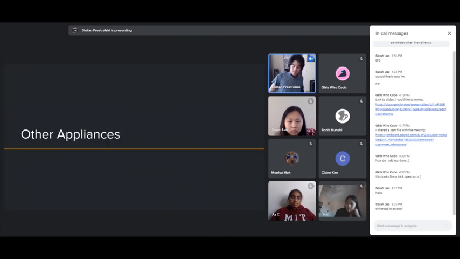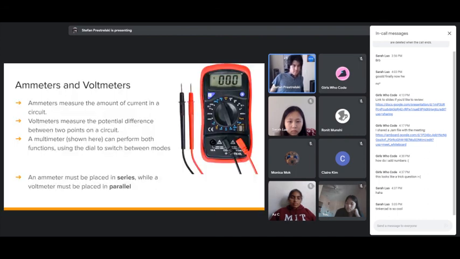And then something I just want to cover real quick is, I mentioned ammeters and voltmeters before. An ammeter measures the current, a voltmeter measures the potential difference. And then there are these devices called multimeters, like the one in this picture. They can perform both functions. You simply use the dial to select what function you want to use. And they have different settings so you can adjust how much precision you want.